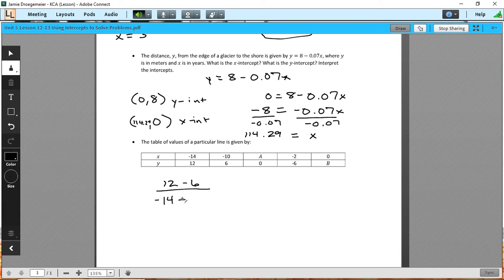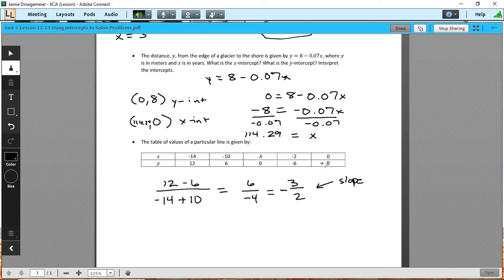Well, remember, subtracting a negative is the same as adding a positive. So minus negative 10 is the same as adding 10. So 12 minus 6 is 6. Negative 14 plus 10 is negative 4. Simplify here. We can divide each of those by 2. Our slope here would be negative 3/2. So that's our slope.